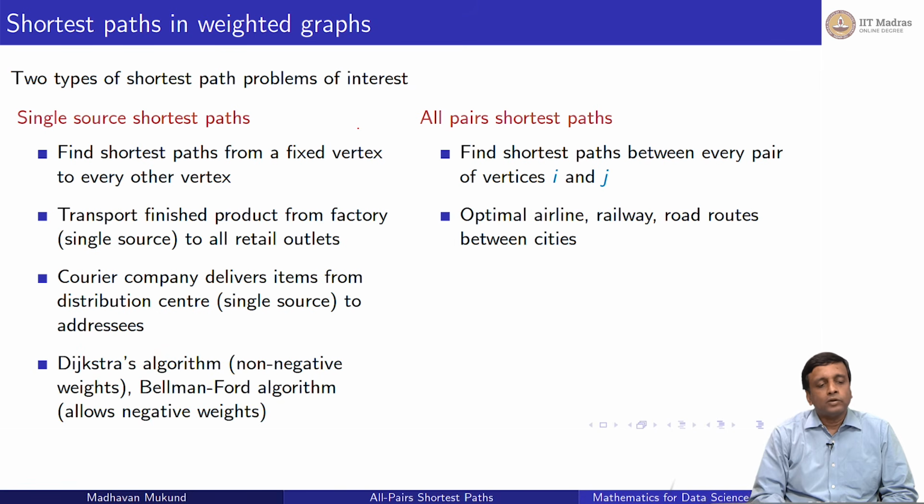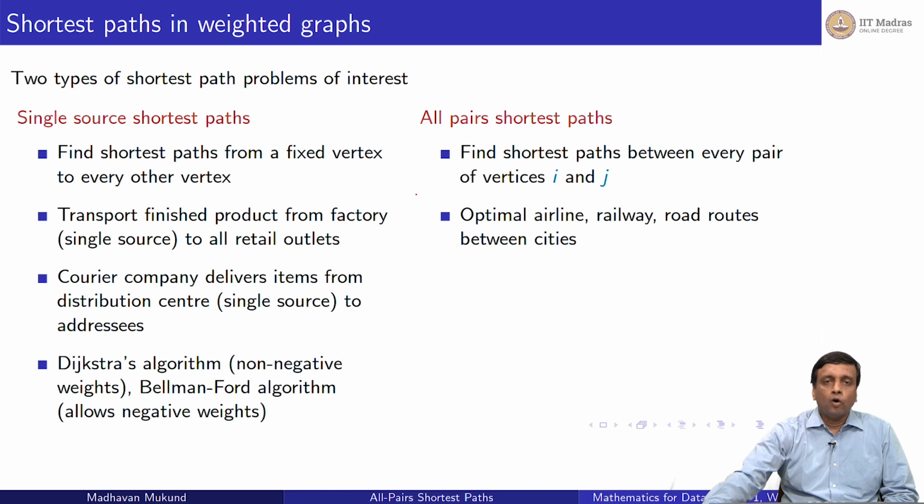So we have seen two algorithms for the single source shortest path problem: Dijkstra's algorithm, which works if there are no negative weights, and the Bellman-Ford algorithm, which works even if there are negative weights. But of course, remember that negative cycles are always forbidden, because with negative cycles the whole thing doesn't make sense at all. The idea of a shortest path is meaningless.